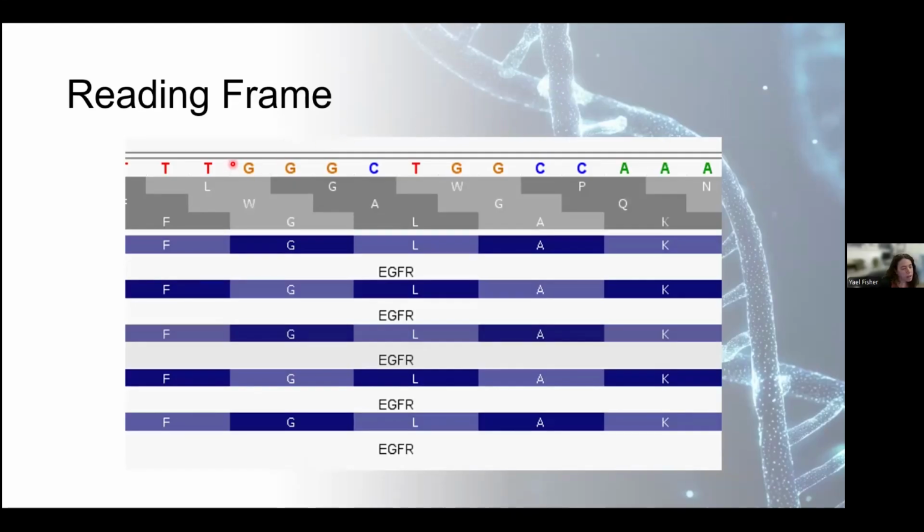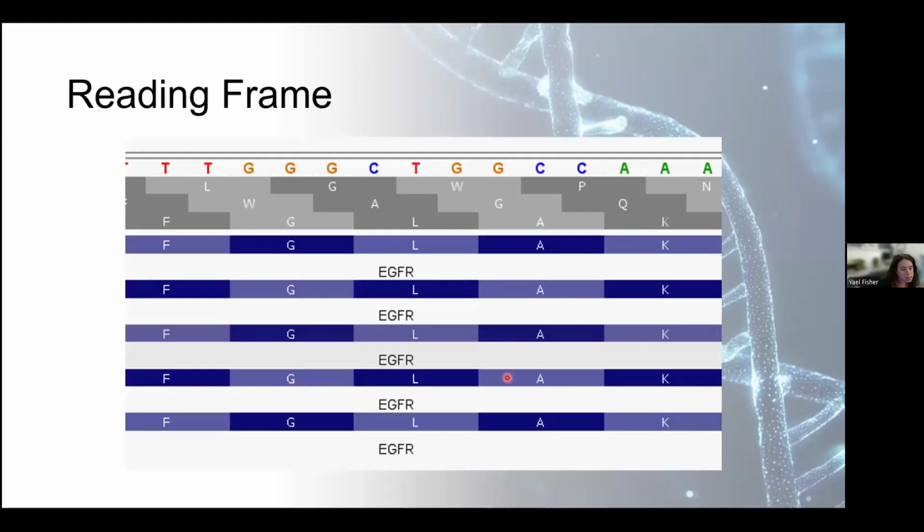So when we look at a sequence of RNA that is translated into protein, how do we know where to start the translation, or what is the specific codon? So there are many options for that, and this is called a reading frame. Okay, so this again is an example of a reading frame in EGFR.